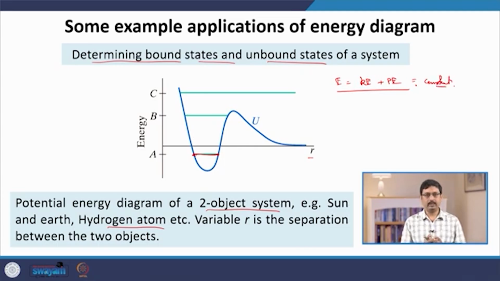So, it immediately tells you that the values of R can only vary within this range. The distance between the two objects cannot be less than this particular value and cannot be bigger than this particular value, and the system is stable. This kind of state is called a bound state.